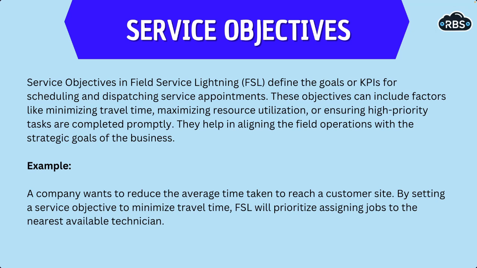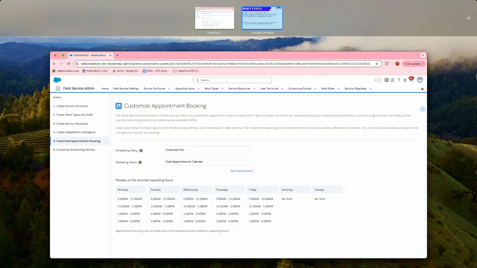If you target minimize travel time, why do we do minimize travel time? So that your fuel burning is low, and your output on reaching the customer site is in less time. So those are some of the goals that you can define. So let's take a look at this example that we have. Let's say a company wants to reduce the average time taken to reach a customer site. As I said, by setting a service objective to minimize travel time, FSL will prioritize assigning jobs to the nearest available technician.